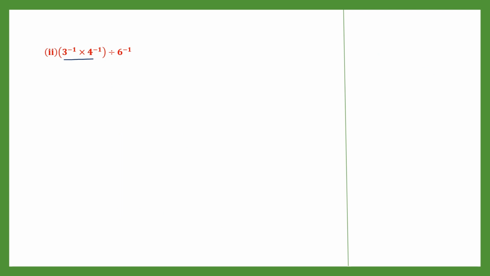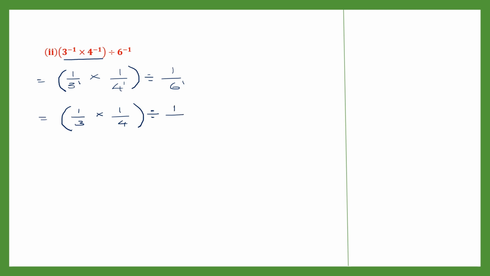Question 2, here also let's work out within brackets what we have there first. So 3 to the power of minus 1. So again it's a negative power. So we're going to write this as 1 by 3 to the power of 1 into, again we have a negative power, 4 to the power of minus 1, which we write as 1 by 4 to the power of 1. Divided by 6 is raised to the negative power. So again 1 by 6 to the power of 1. So this becomes 1 by 3 to the power of 1 is 3 itself into 1 by 4 to the power of 1 is 4 itself. And this is divided by 1 by 6.